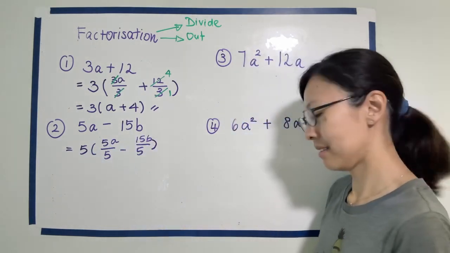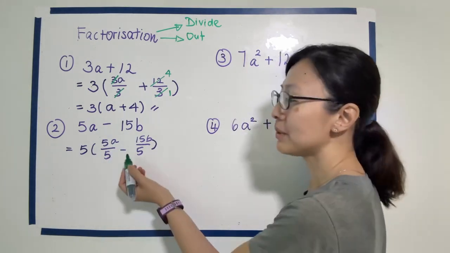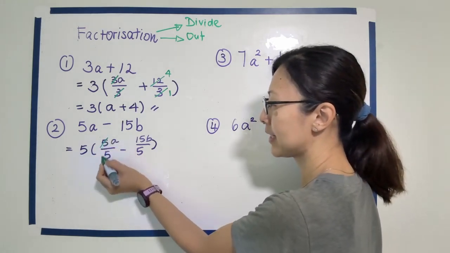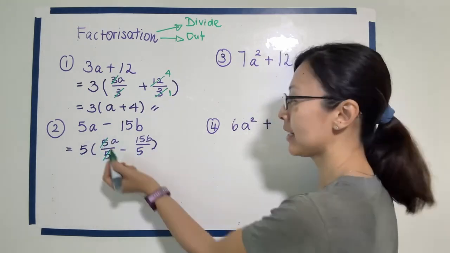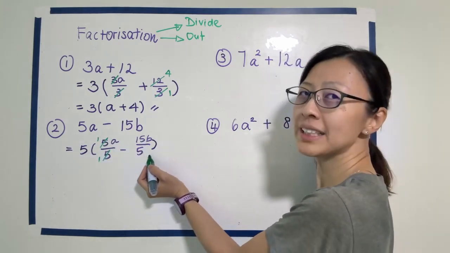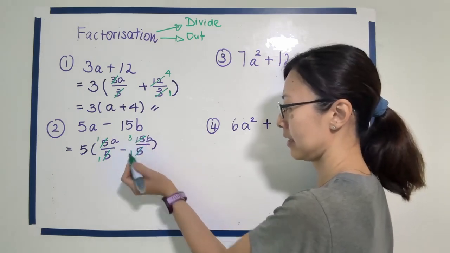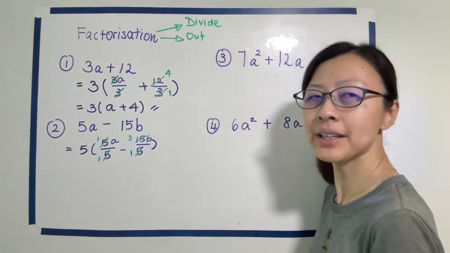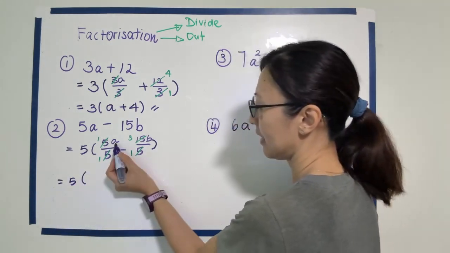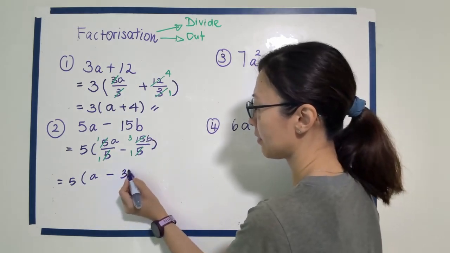Following that, I will simplify each term within the bracket. So between 5a and 5, I could divide both numbers by 5. And the second term, 15 and 5, I divide both terms by 5. And I will be left with a minus 3b.